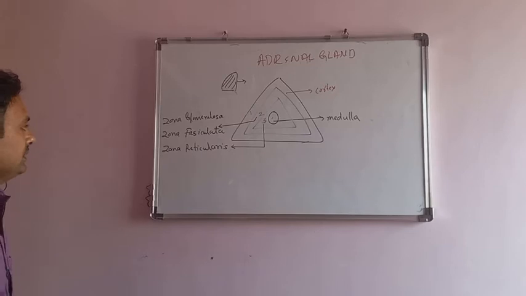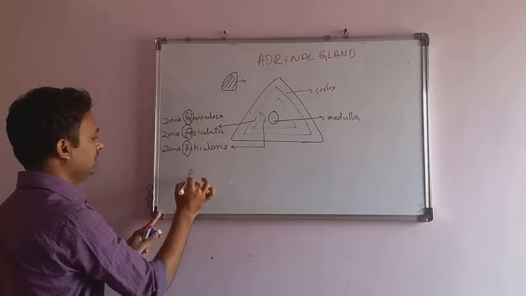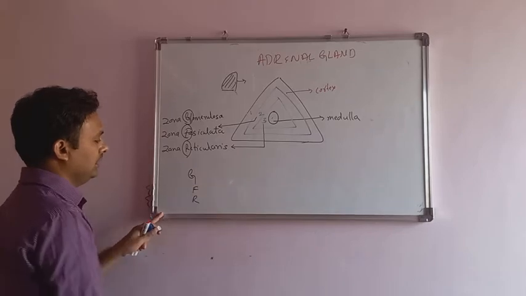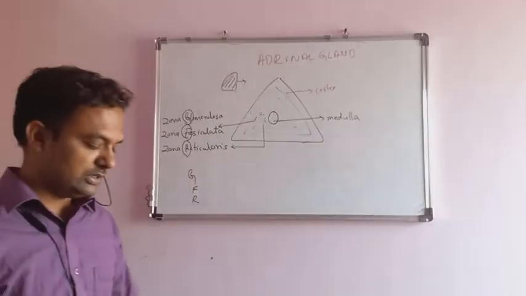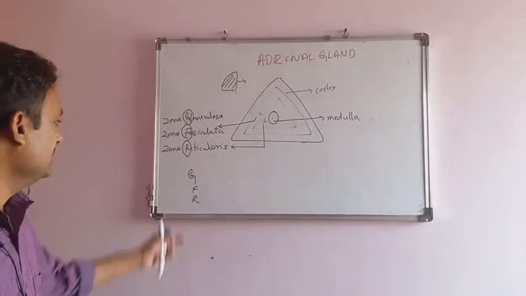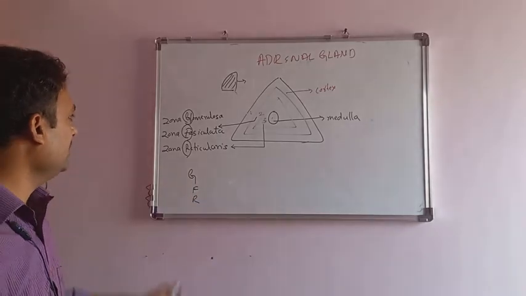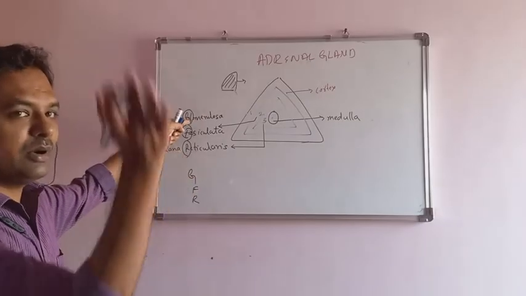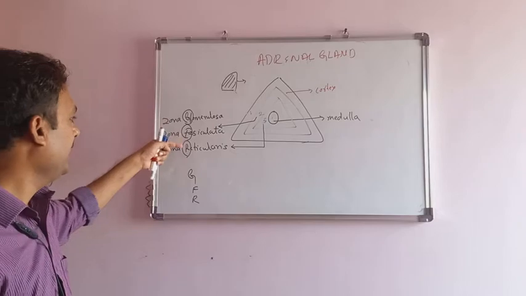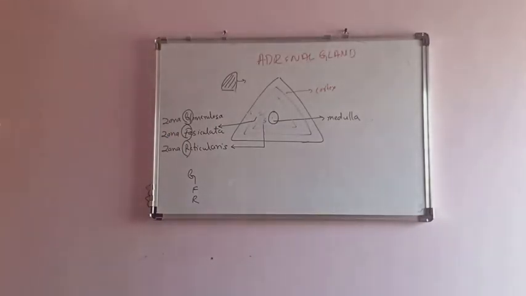How to remember this? It is GFR. GFR is the most common terminology used in urinary formation, in the nephron, like glomerular filtration rate. This is a mnemonic, just remember it. From outside, first is glomerulosa, middle is fasciculata, and next one is reticularis. This is regarding the three parts.